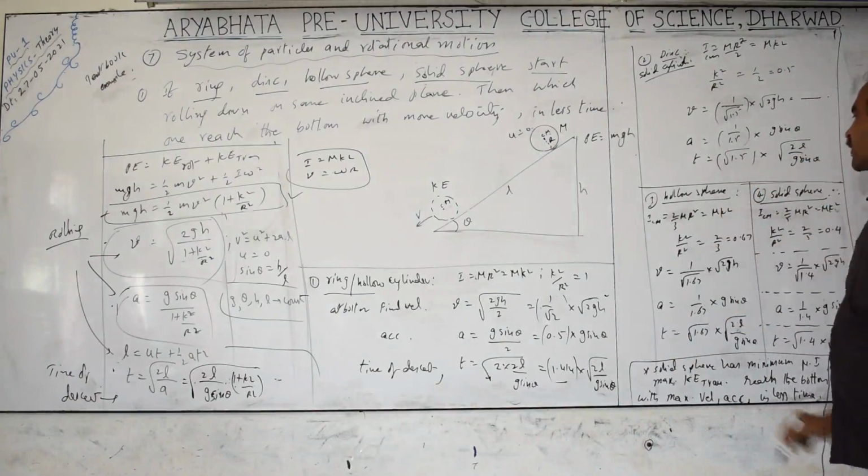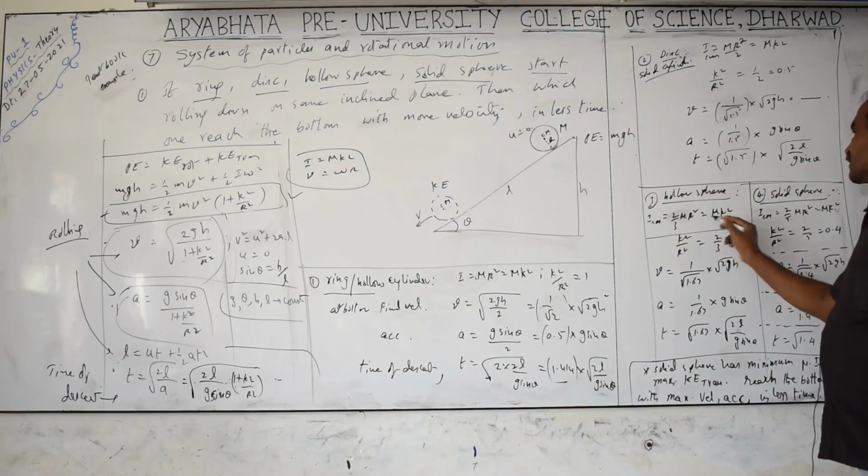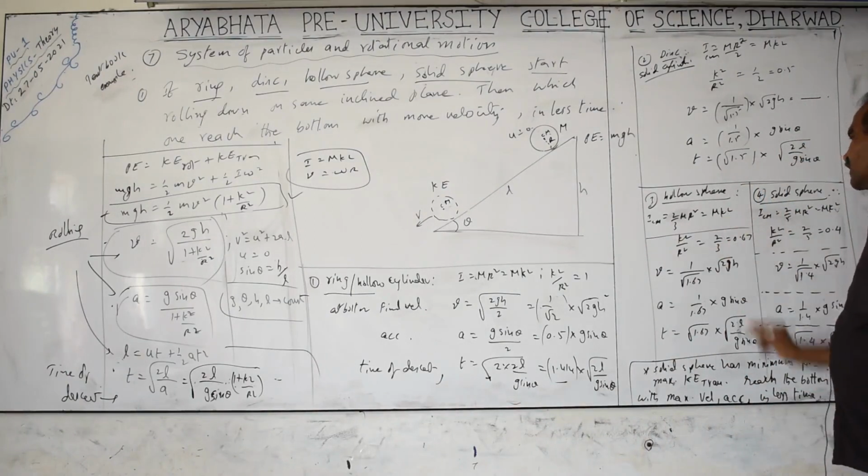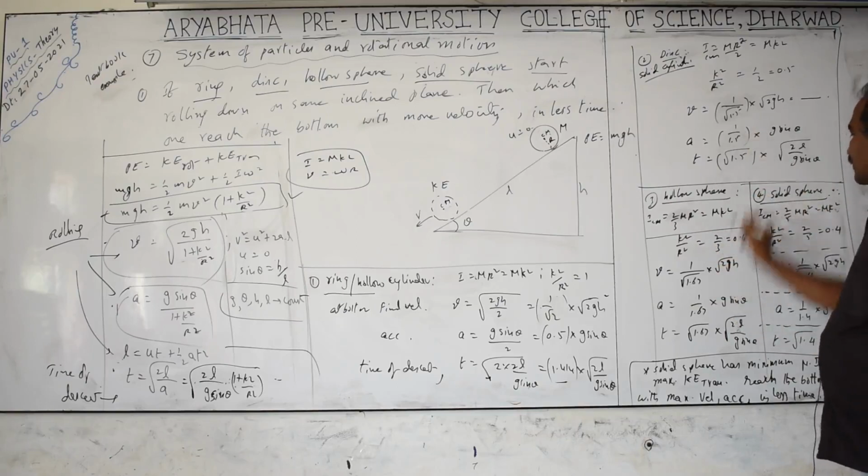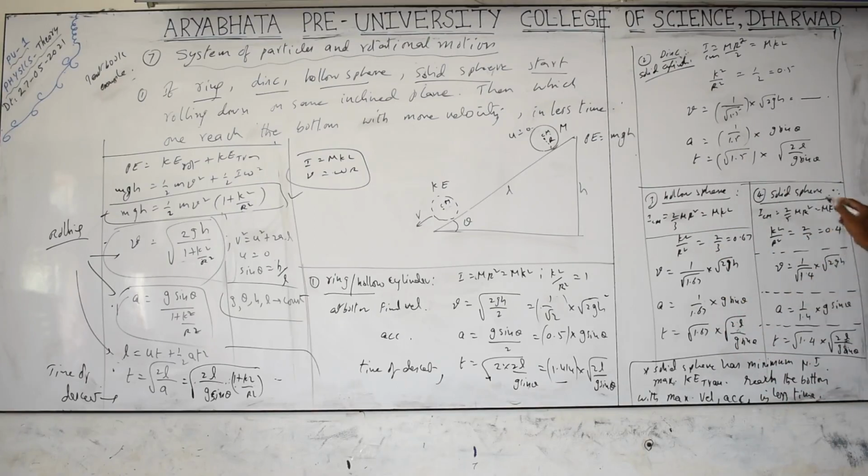Next is hollow sphere. If you have taken a hollow sphere, I is equal to 2 by 3 mr square, equal to mk square. So k square by r square is 2 by 3. 2 by 3 is 0.666, you will get 0.67. So there, 1.5 is replaced with 1.67. Similarly for solid sphere, if you have taken I center of mass equal to 2 by 5 mr square, equal to mk square, k square by r square is 2 by 5, which is 0.4. So velocity is root of 1 by 1.4, since 1 plus k square by r square is 1 plus 0.4, which is 1.4, times root of 2gh. Acceleration is 1 by 1.4 into g sin theta, and time is root of 1.4.